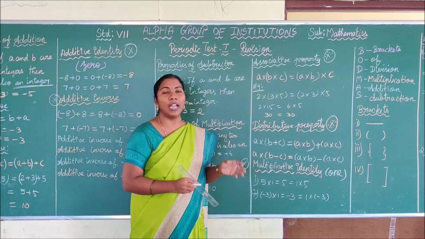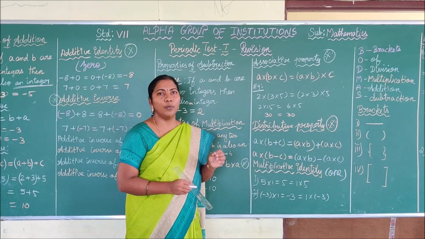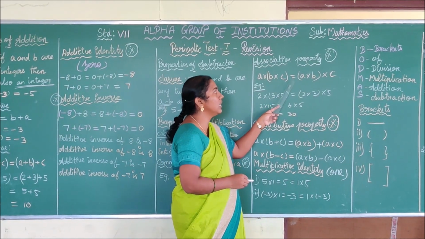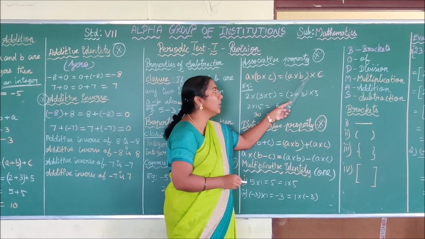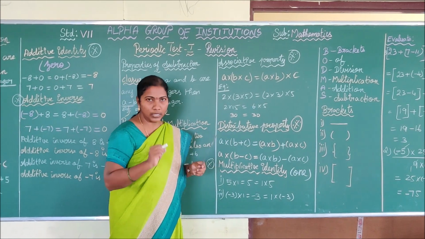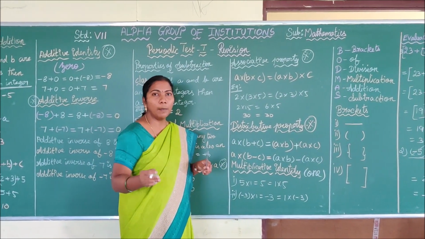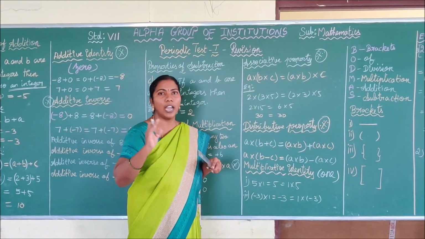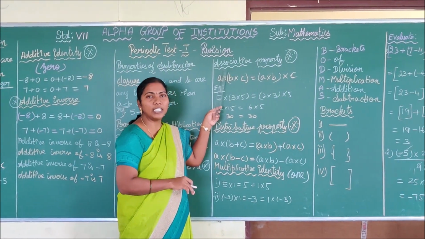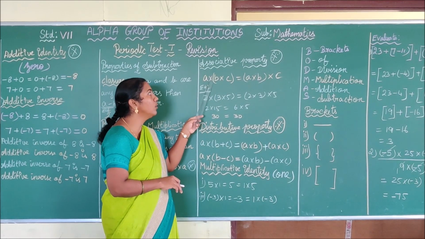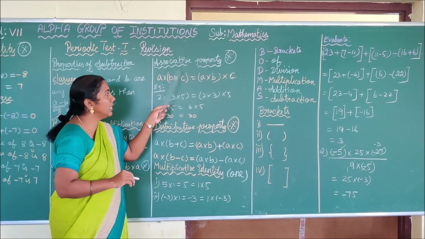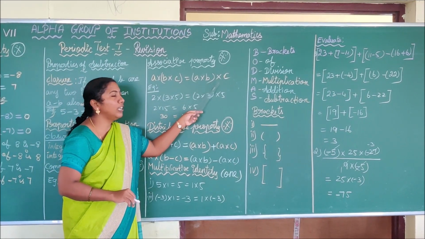Very important property. Already I have told, associative means you have to take three elements. See here, a into b into c is equal to a into b into c. In case of addition, how can we say? a plus b plus c is equal to a plus b plus c. In the operation addition, you have to use plus. In the operation multiplication, in the case of associative property, you have to use the multiplication symbol. Thus, a into b into c is equal to a into b into c.